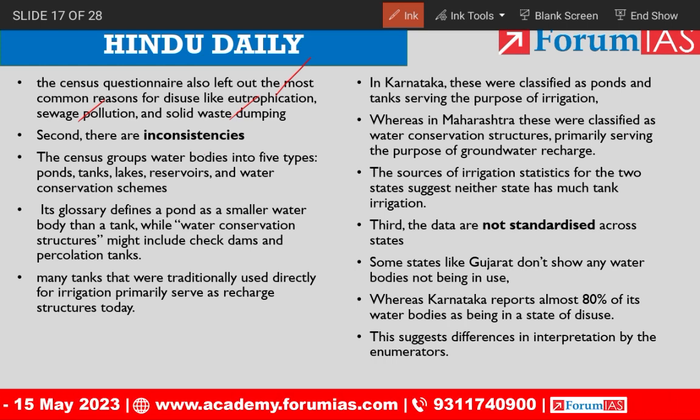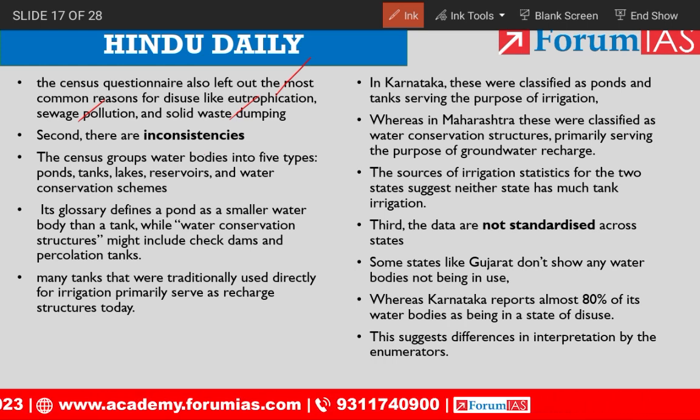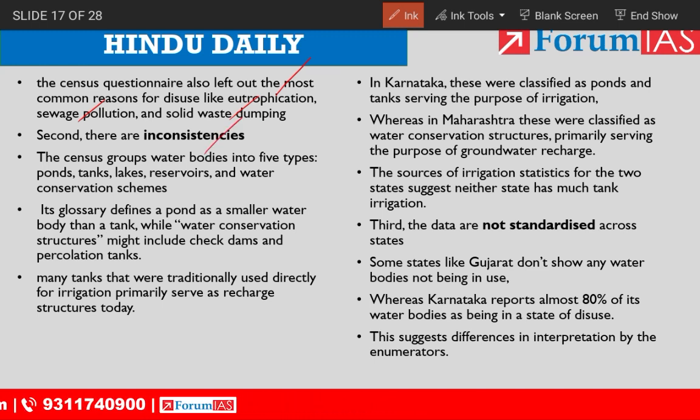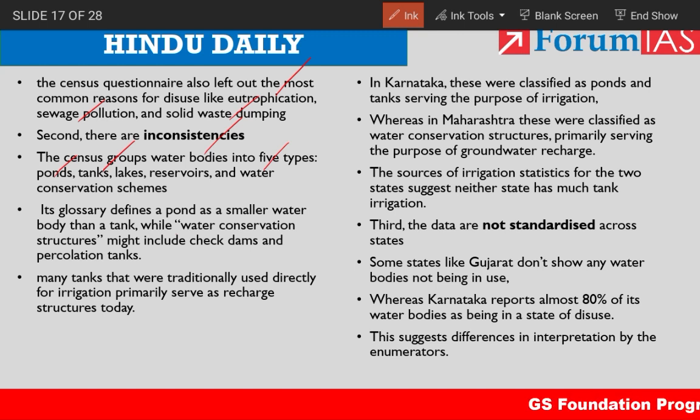Next, there are inconsistencies. What are the inconsistencies? First, you should know that there are 5 types of water bodies. What are they? Ponds, tanks, lakes, reservoirs, and water conservation structures. So these are the 5 types. So see, the census glossary defined a pond as a smaller water body than a tank, and it talked about water conservation structures that include check dams and percolation tanks.